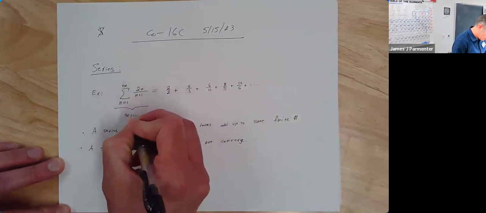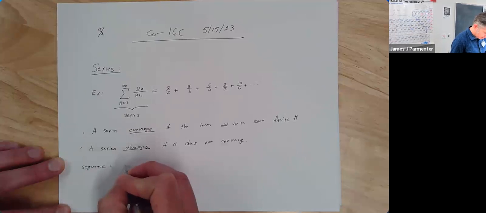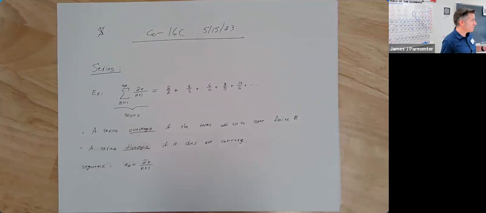That's a series. And the sequence is just what we're taking the sum of. The sequence, I'm going to call it a sub n, is 2n over n plus 1. The difference between a sequence and a series is that in a sequence you're just listing the terms with commas, whereas in the series, you're adding up all the terms of the sequence.